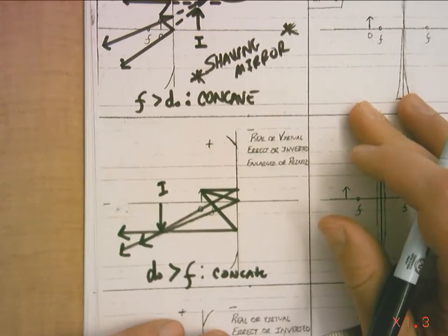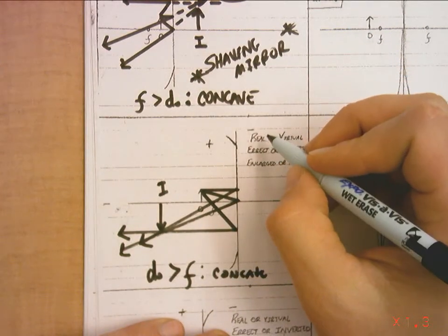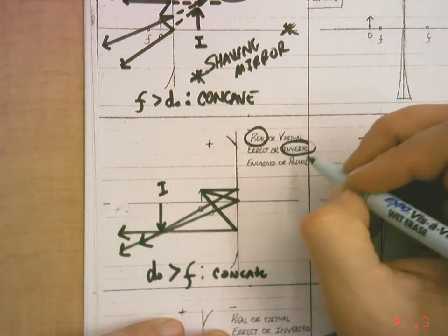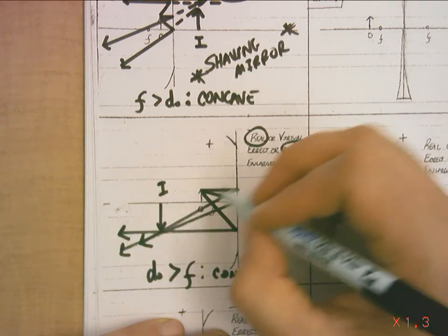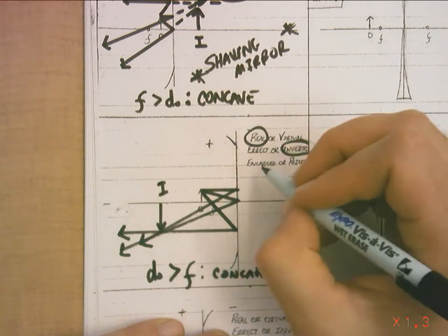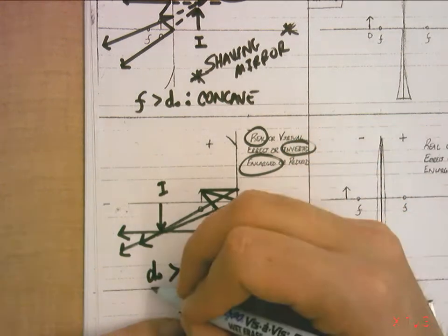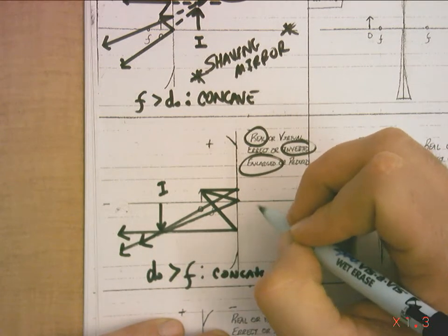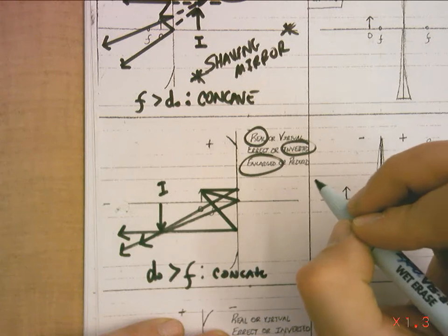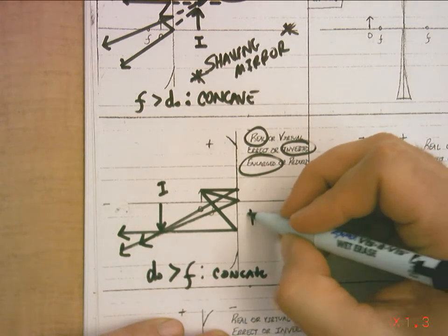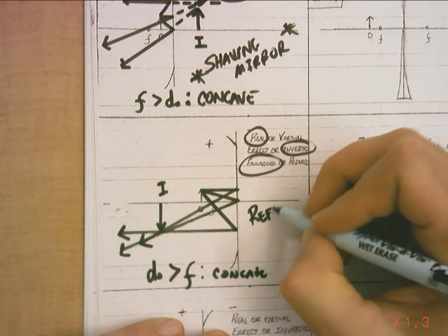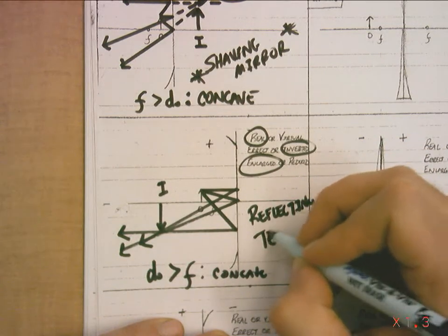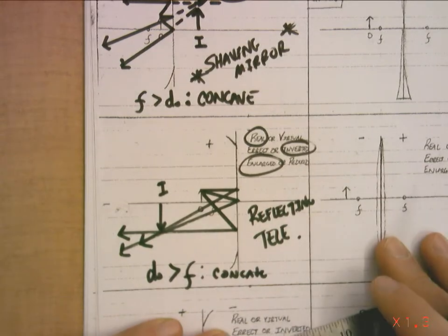We can describe this one as well. I would describe it as real as it's projectable or forming on the positive side. It's inverted, and it is, in this case, enlarged. However, if DO gets greater than 2 times the focal, it would then become reduced. But in this situation, it's enlarged. And what could we use this for? This would be a great thing as a reflecting telescope. That would be a real life example for this.